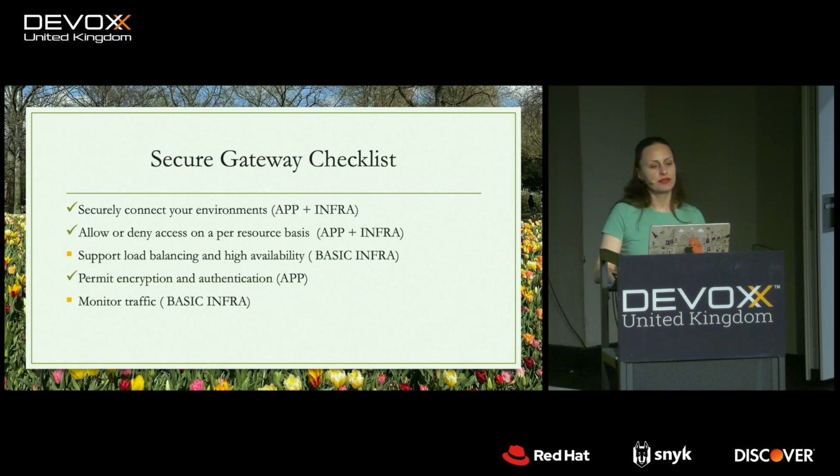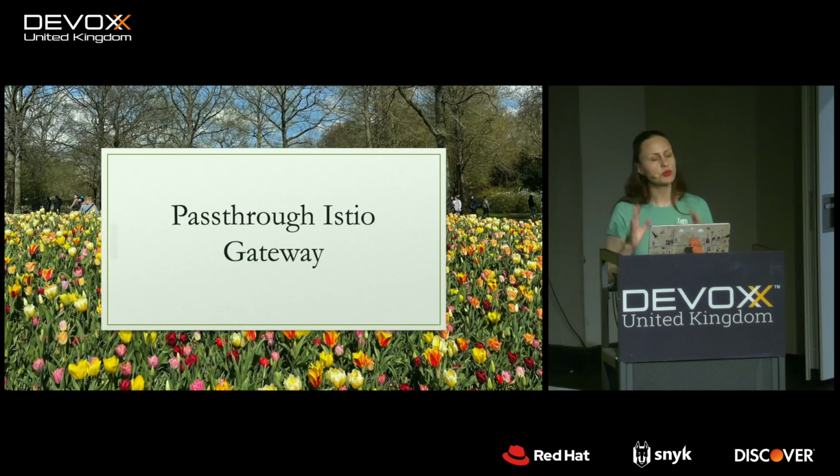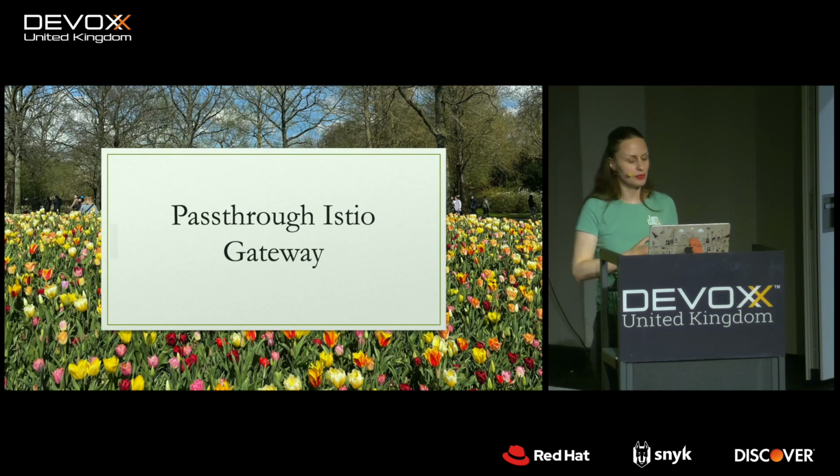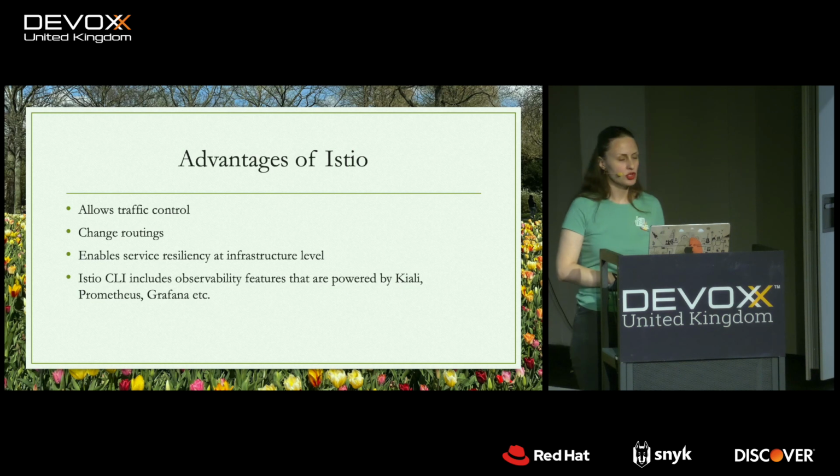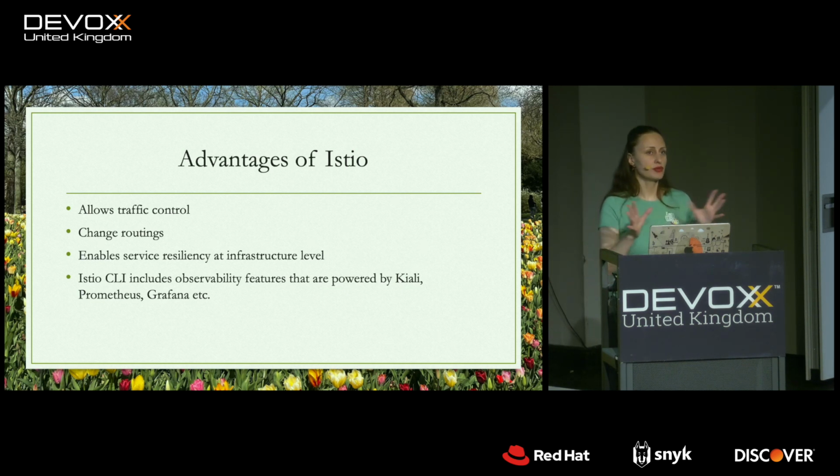Let's see how we can simplify this. So that's where Istio is coming into the equation. And we're going to look at how to enhance this pass-through setup with Istio Gateway. So first of all, the advantages of Istio and why I chose it: it allows traffic control. You can change the routings much easier because it has gateway resources.